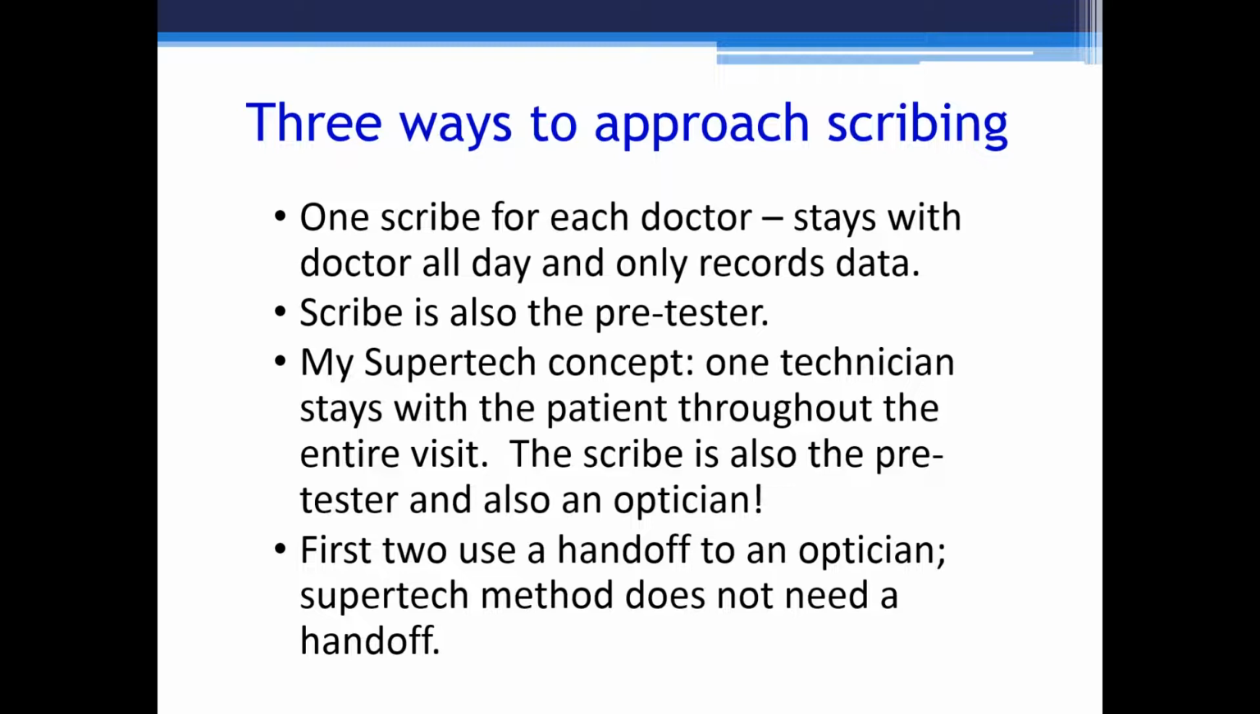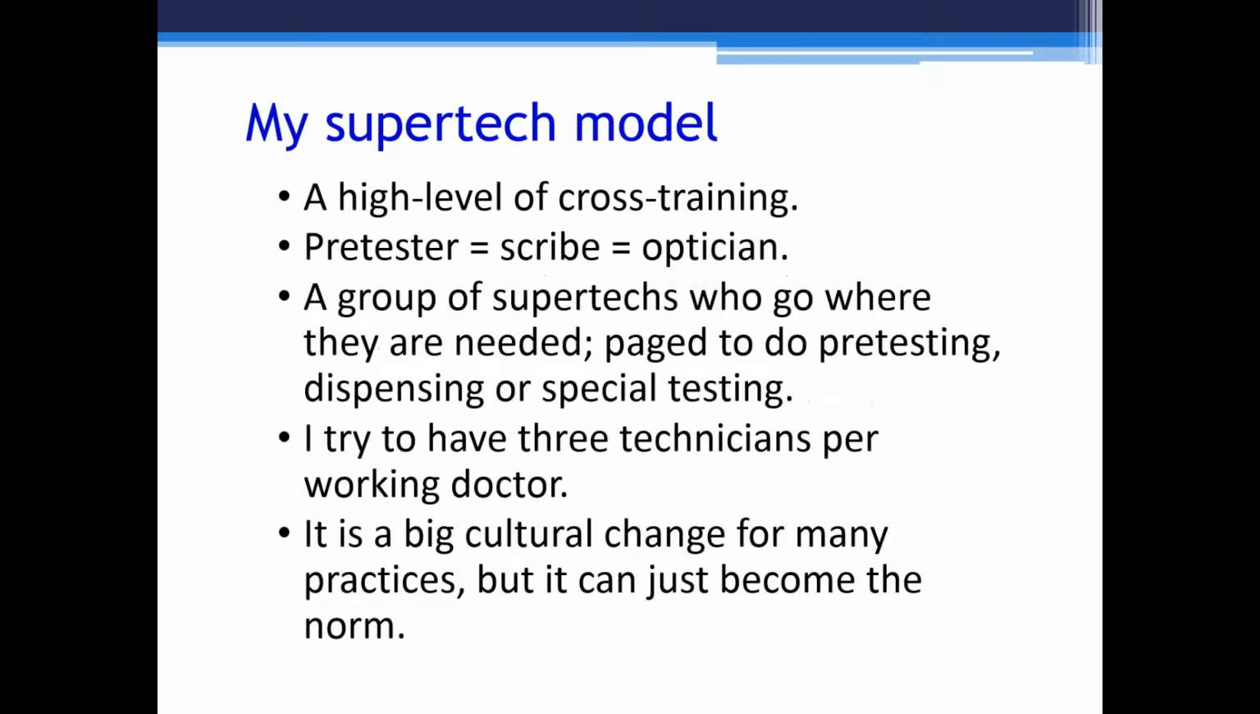The last method, the super tech method, obviously there is no handoff. I should say there usually isn't a handoff, although let me go on and describe a little bit more about my practice and how we do it. So the super tech model, high level of cross-training, pretester equals scribe equals optician. We have a group of these super techs in the practice who go wherever they are needed, which is a big advantage. It's great for the service we offer because I don't just have 1 or 2 opticians. I have a lot of them in place.